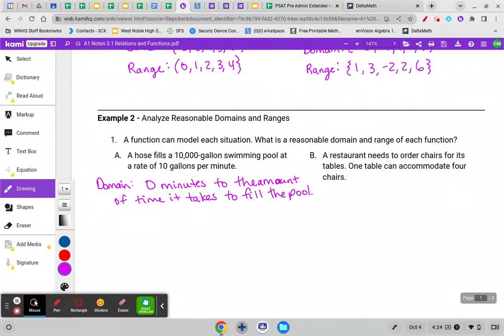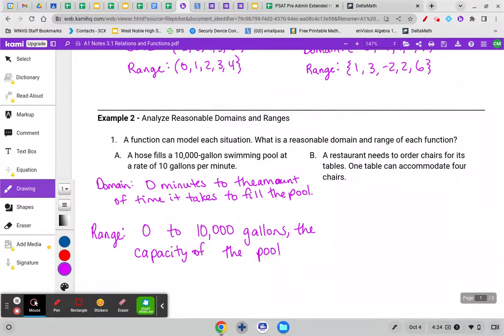On the other hand, the range, we start at 0 gallons in the pool, and we have to get to 10,000 gallons, which is the capacity. So the range, what happens after that amount of time, the output is 0 to 10,000 gallons, which is the capacity of the pool. Okay, so that is our pool example.